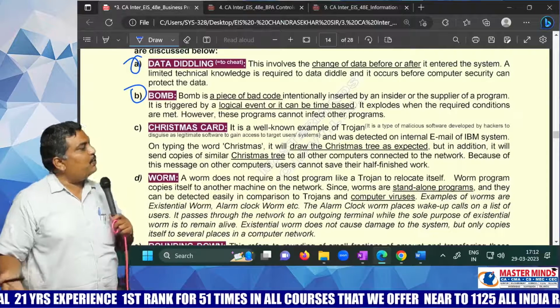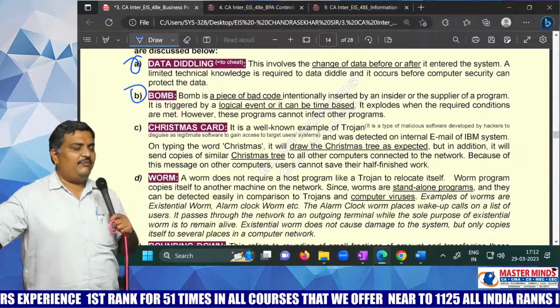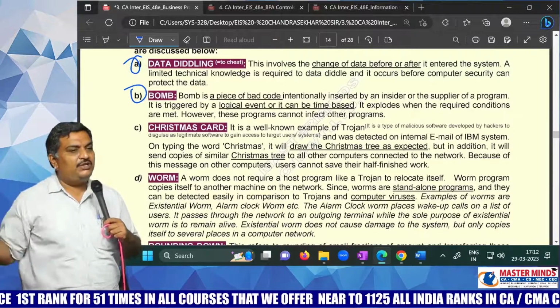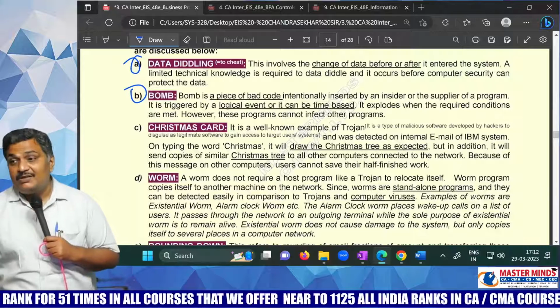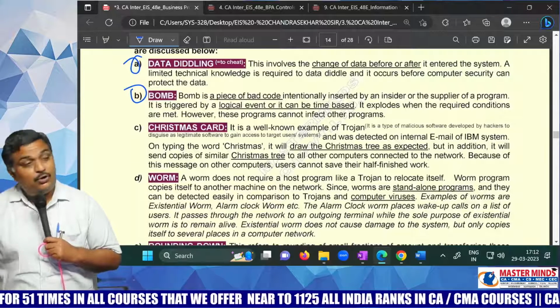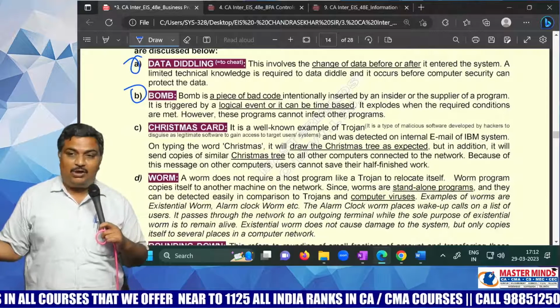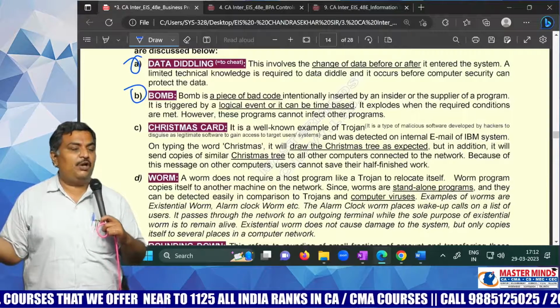How it entered, I don't know. I might have gone to some website and that website might have this bomb, but somehow it got installed in my computer. Now, sir, when will it explode? And don't expect that you will get smoke and ash after the explosion of this bomb. Not like that. It is a logic bomb.